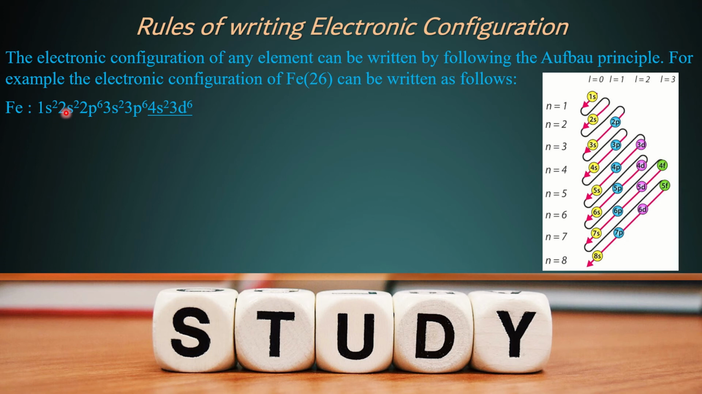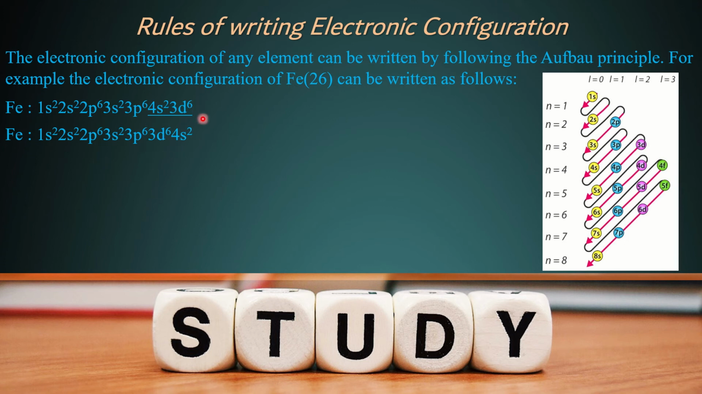Now look here, the electronic configuration is written according to increasing energy level, but this is not the correct form of electronic configuration. When you write the electronic configuration, you have to follow the energy levels. That means first energy level 1s, second energy level 2s 2p, third energy level 3s 3p. There is 3d, so 3d will be written here. So the electronic configuration should be written as 1s2 2s2 2p6 3s2 3p6 3d6 4s2. This is the correct electronic configuration of iron.